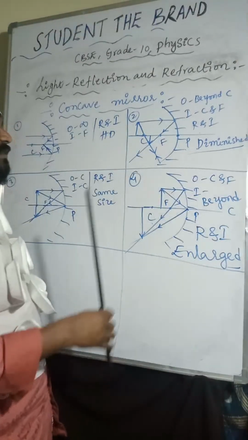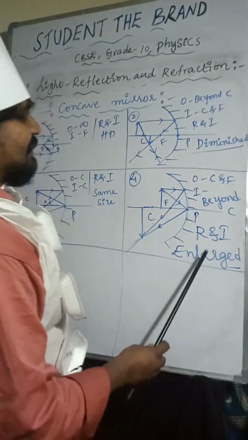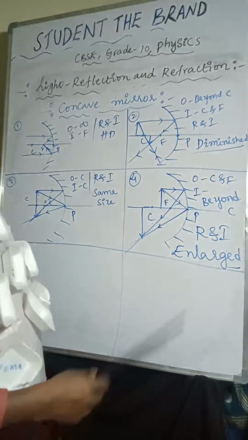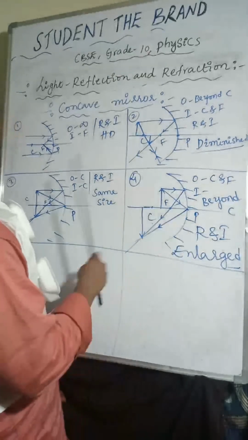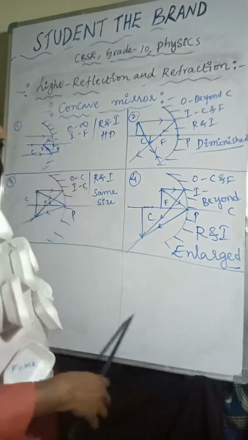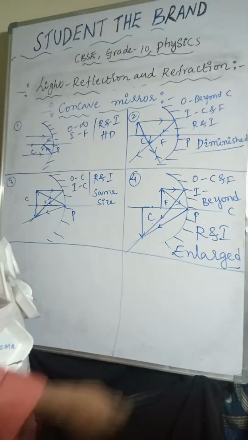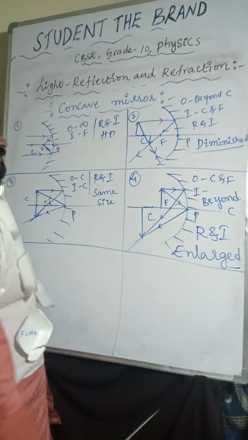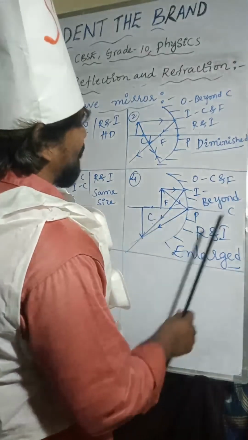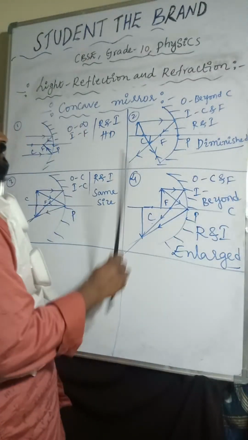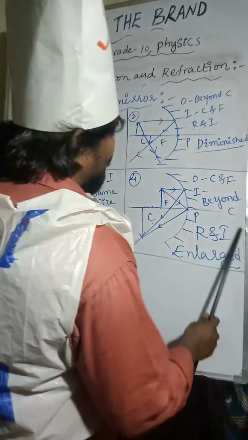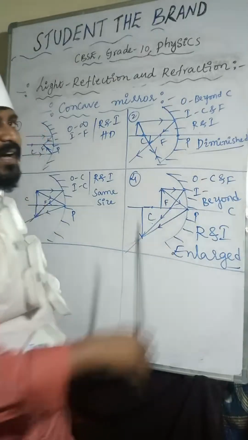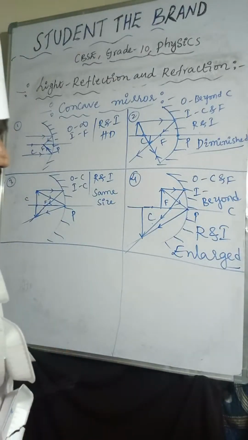What is the nature of the image? Real, inverted and enlarged. Object is placed between C and F. Image is formed beyond C. Nature of the image is real and inverted. What about the size of the image? Size of the image is large.